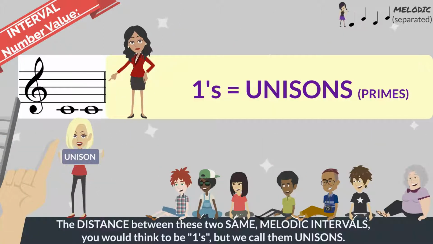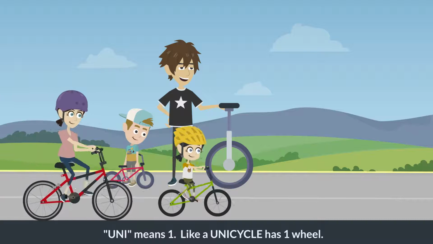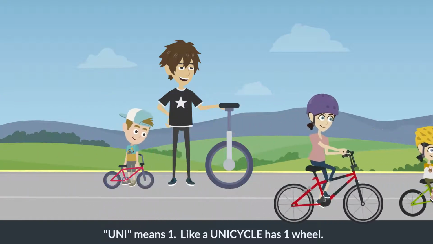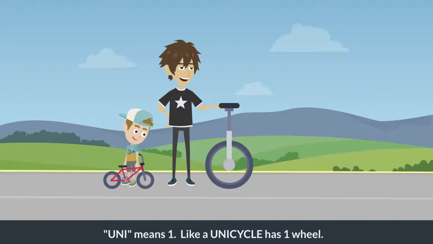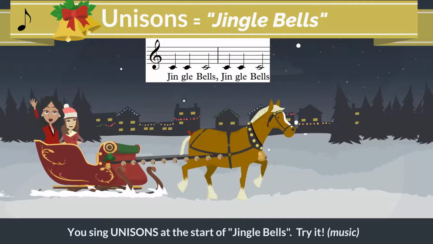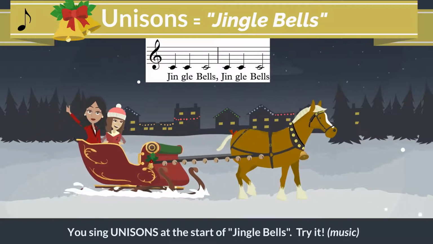The distance between these 2 same melodic intervals you would think would be ones, but we call them unisons. Uni means one, just like a unicycle has one wheel. You sing unisons at the start of Jingle Bells. Try it.